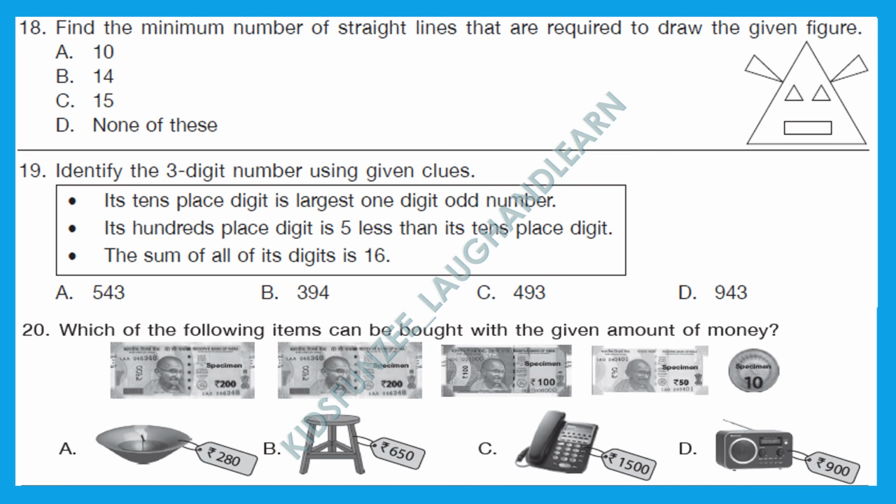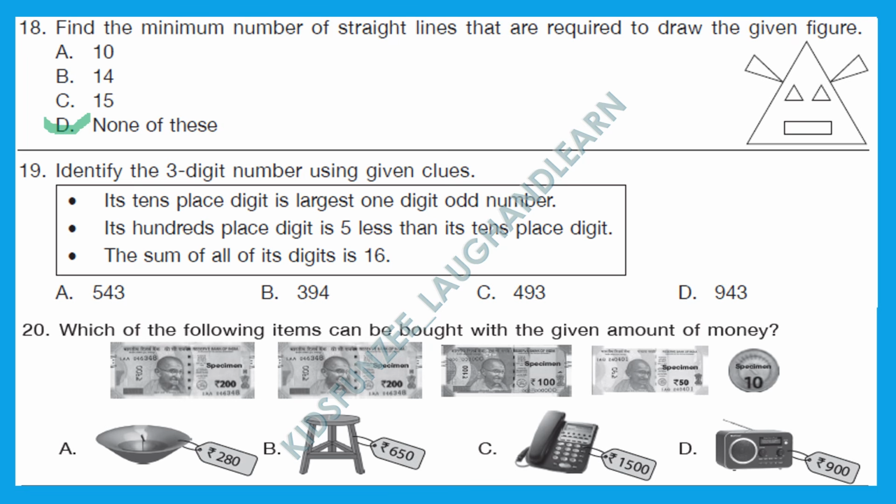So let's now count. 1, 2, 3, 4, 5, 6, 7, 8, 9, 10, 11, 12, 13, 14, 15, 16, 17, 18 and 19. In total we have 19 straight lines. But there is no option of 19, but there is option of none of these. Right answer is option D because 19 is not there. So none of these is the right answer.